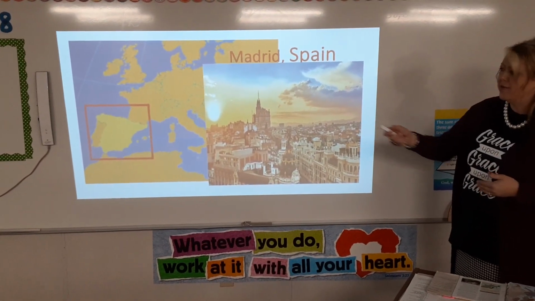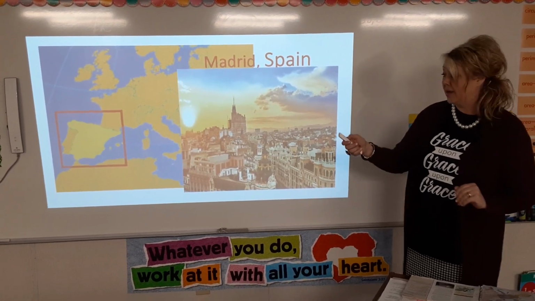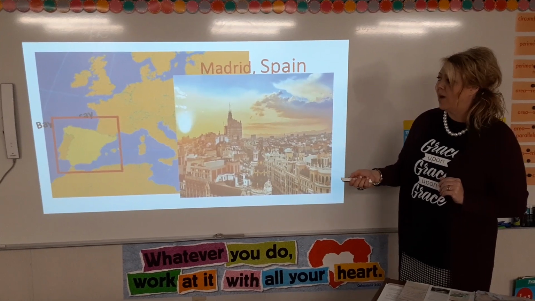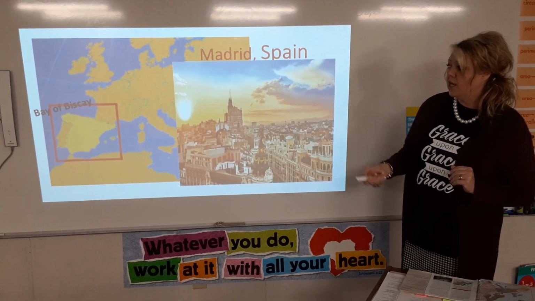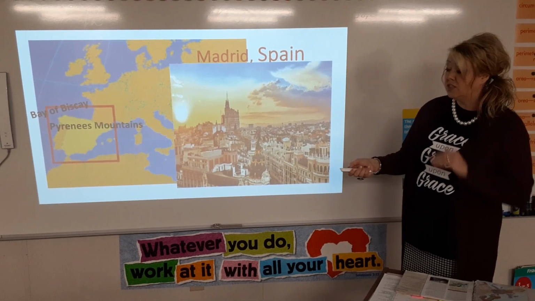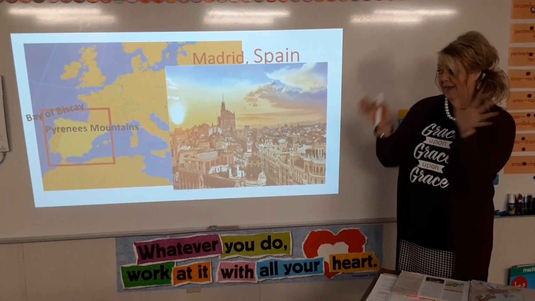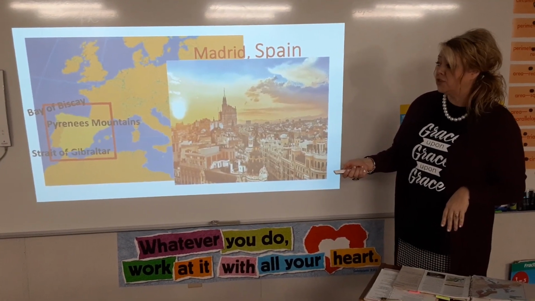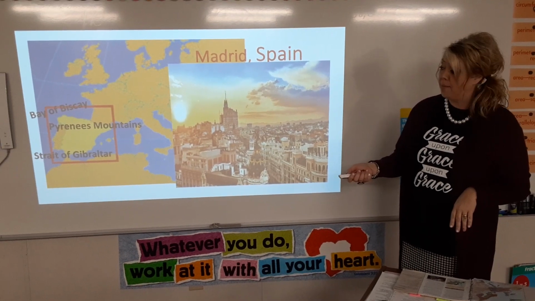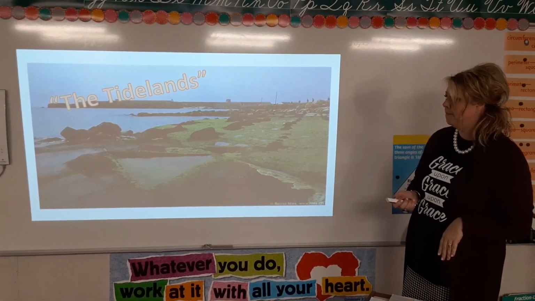And if you'll take note over here, Spain is unusual because in some ways it's almost segregated from other countries in Western Europe. And here's why. You have the Bay of Biscay, that's this water area. You have the Pyrenees Mountains, which are the northern border, the northern boundary of Spain. It kind of blocks it from France. And then you also have down in the south the Strait of Gibraltar. We've studied that before, a little waterway that separates it from Africa.